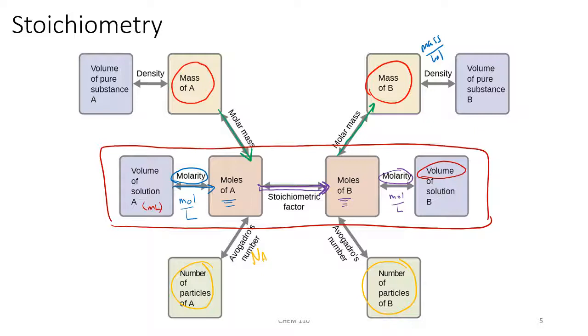So looking at solution stoichiometry, it's very similar to the stoichiometry problems we saw, but instead of working with masses, now we'll be working with volumes and molarities. We'll still be needing our balanced chemical equations though to write the factors using the coefficients to go from a substance A to substance B.